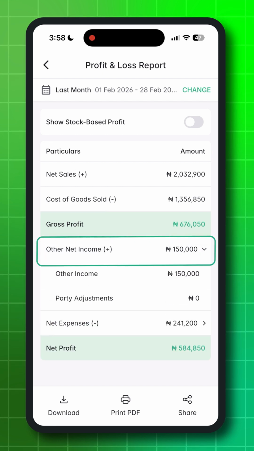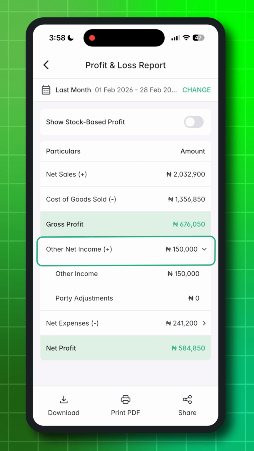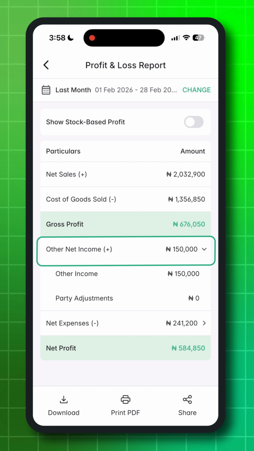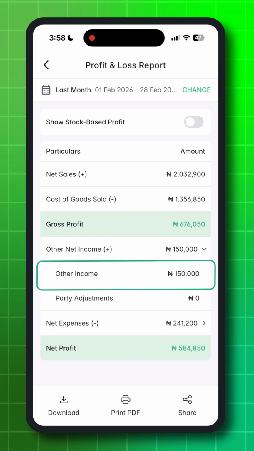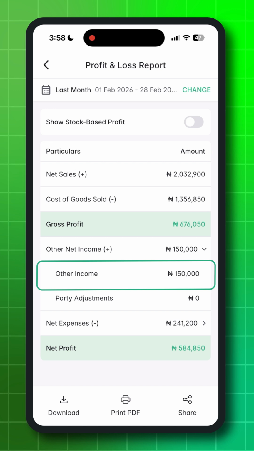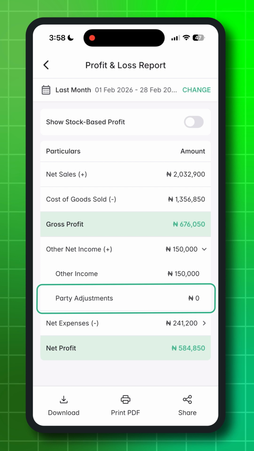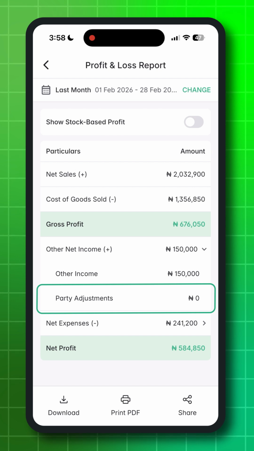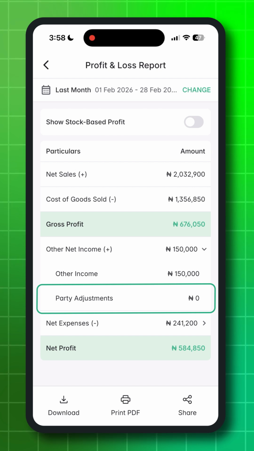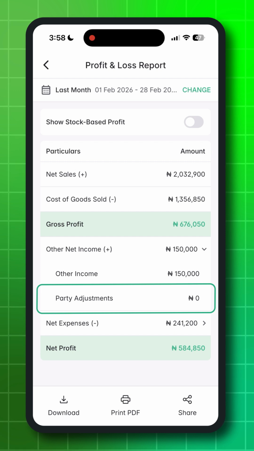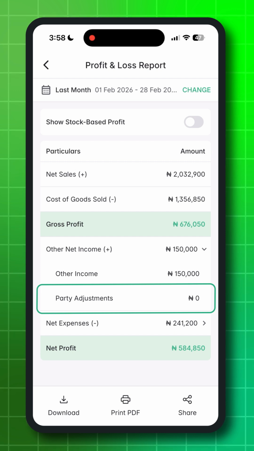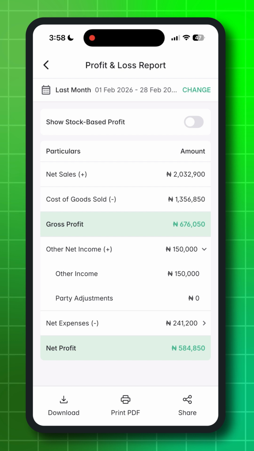After that, you'll see Other Net Income. Inside this section, you will find Other Income and Party Adjustments. Other income includes any income that is not directly from sales, such as extra earnings recorded in the app. Below that is Party Adjustments. If you increase a party's balance using the Adjust Balance feature in the Party menu, it appears here. This is because when you add a balance, the system treats it as income. And since it is treated as income, it increases your total profit.